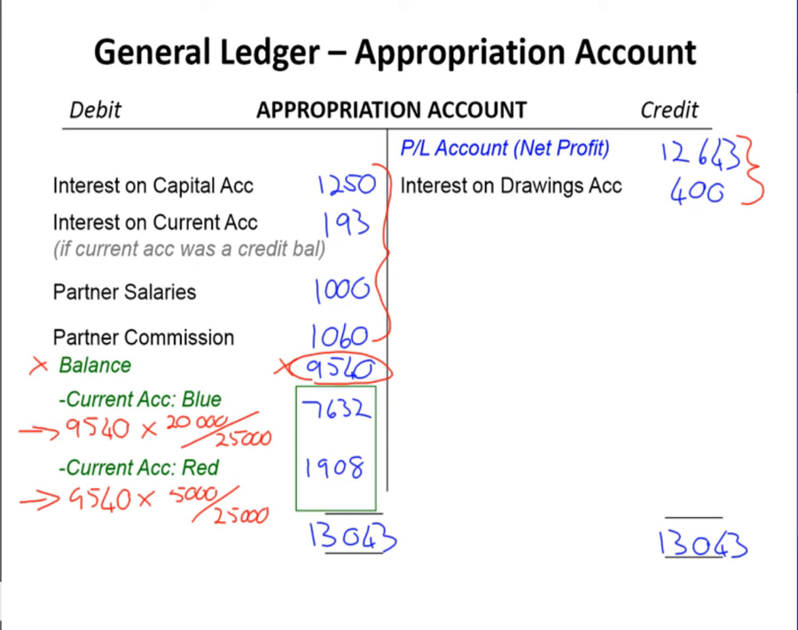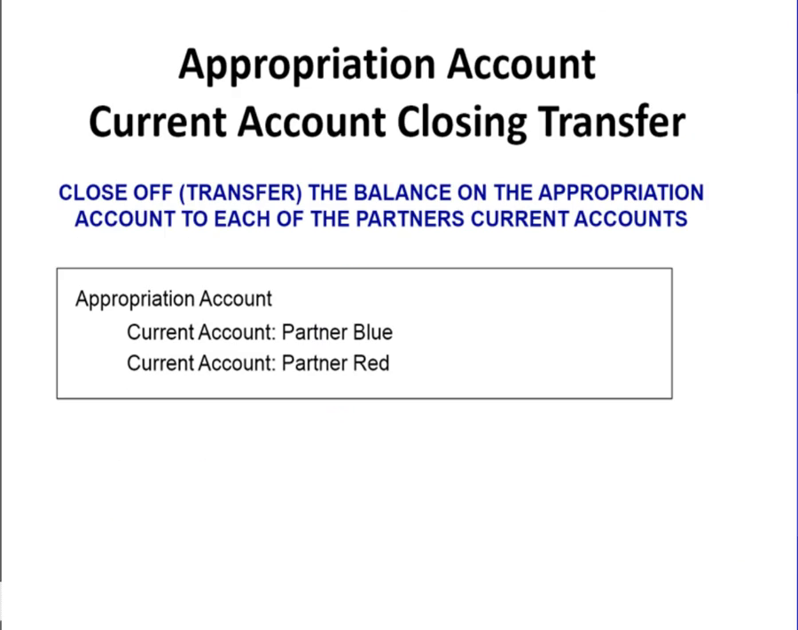Right, so that was nice and easy. I'm now going to transfer those two balances into the current account. So I'm debiting the appropriation account with the full 9,540 and splitting it between the current account for blue of 7,632 and red 1,908. Great, that's the journals done.